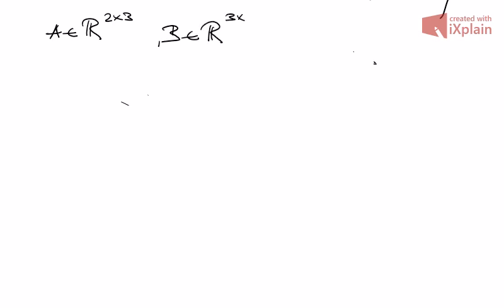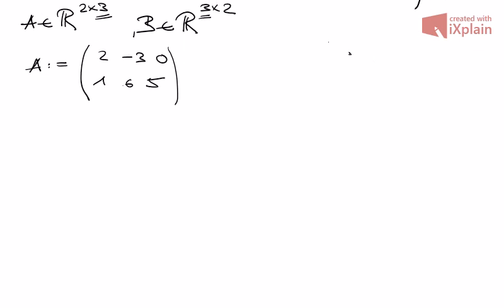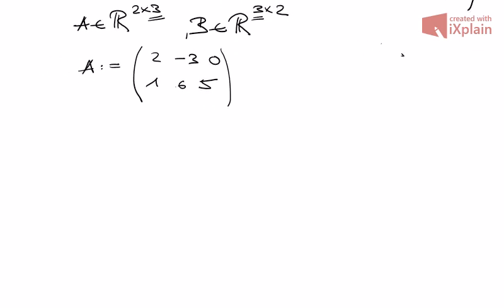So let's assume we have two matrices, where the first one has as many columns as the second one has rows. A takes this form: 2, -3, 0, 1, 6, 5. And B takes this form: 4, -1, 1, 2, 0, 3. So we see that we can actually multiply them.